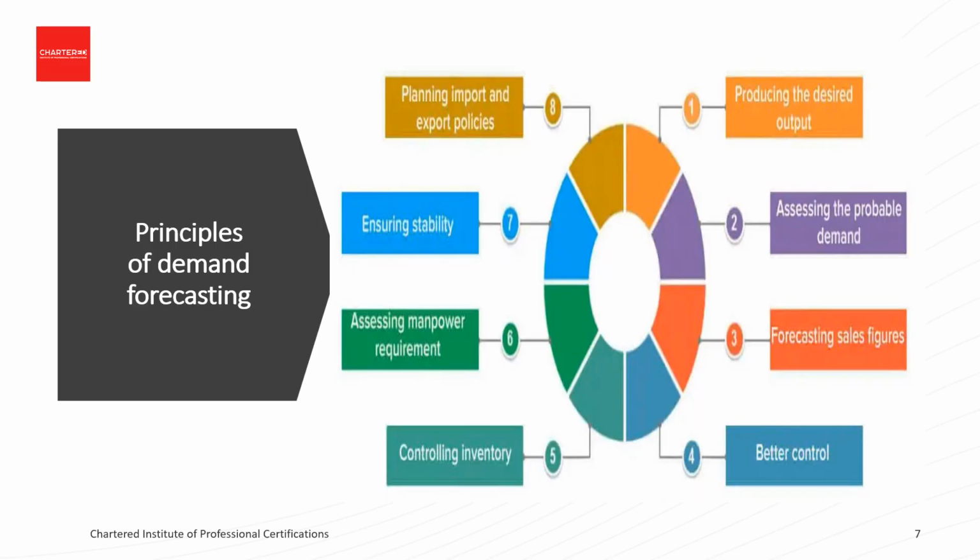Now we look at the principles of demand forecasting. Demand forecasting is an integral part of optimizing supply chain and supply chain management. It plays a pivotal role in ensuring that businesses can meet their customers' needs while maintaining efficient operations. This process involves predicting the future demand for a product or service, allowing companies to plan and optimize their supply chain activities accordingly.